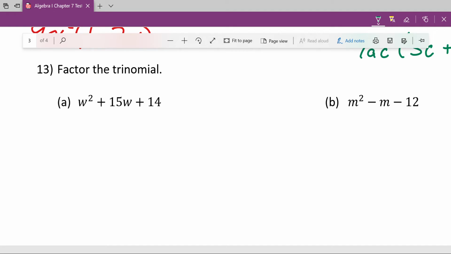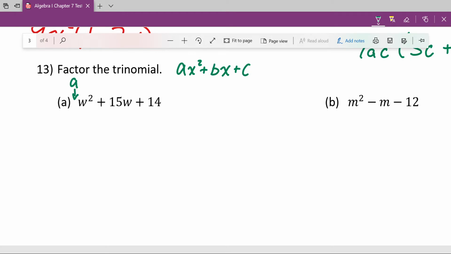Trinomials usually come in this form: a times x squared plus b times x plus c. So the first thing I want to do is actually just identify what are the numbers in front of the variables. Okay, so what is a, what is b, what is c? Well, I know that a is right here.